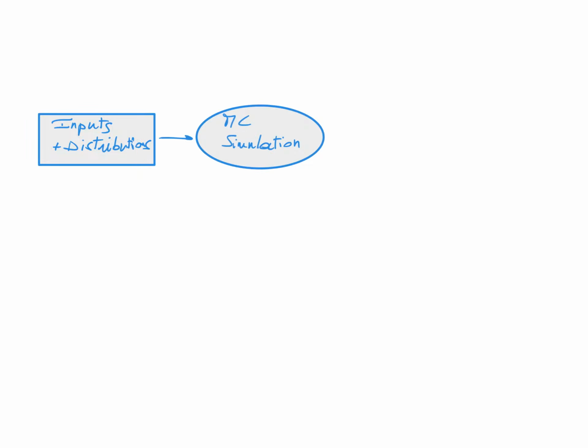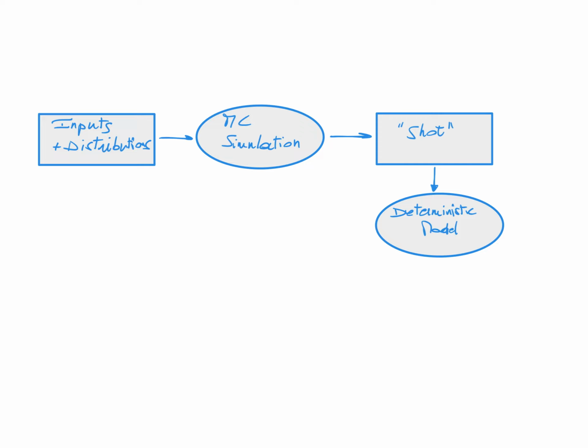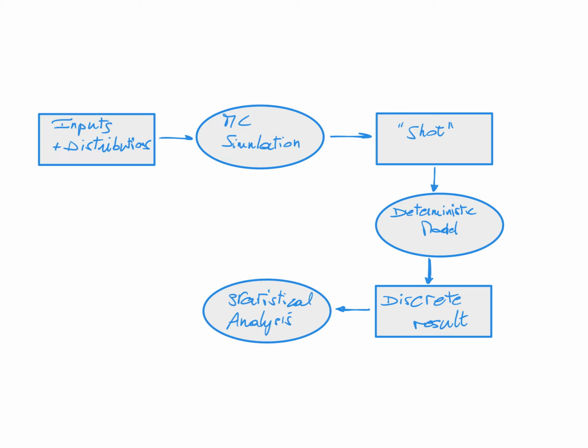First off, you have your model. This model has a certain number of inputs, and these inputs, at least the stochastical inputs, they have certain distributions. Based on your theoretical model, you will then do a Monte Carlo simulation. This simulation will create a sample, a shot, which you then input into your deterministic model. By plugging this shot into the model, you get a result, a discrete result. And then finally, you will analyze this result using statistics to get an idea about the output of the model and, for example, its distribution.